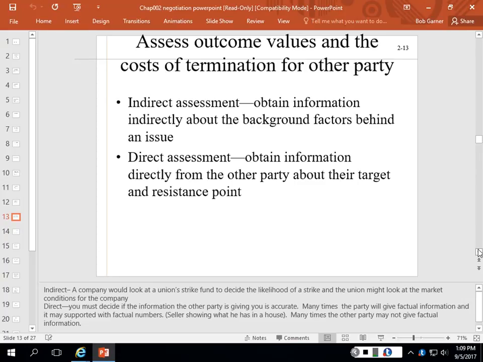All right, so indirect: the union strike fund. Direct: you have to decide if the information the other party is giving you is accurate. Do you believe the seller of that car when they say, oh yeah, it's in mint condition and I've replaced all this stuff? If they don't have invoices for the work, do you know they're telling the truth? You can look at the tires and see if they're pretty new, but the oil change schedule, yeah, I change the oil every 3,000 miles. People can misrepresent stuff to you if it's direct.